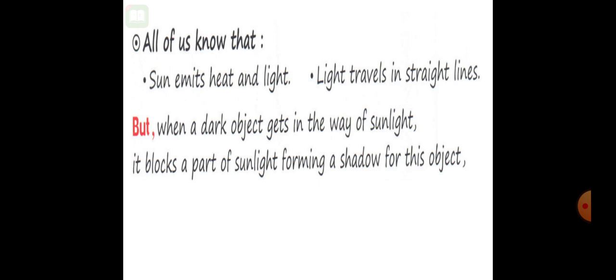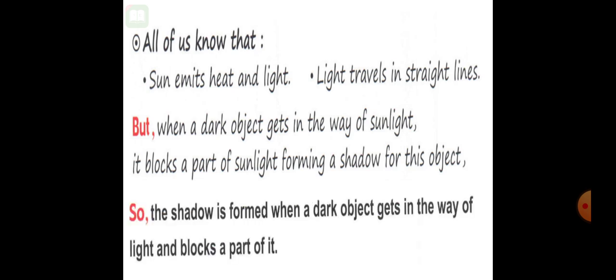All of us know that the sun emits heat and light. And also, you know that light travels in straight lines from grade 5. But when a dark object gets in the way of sunlight, it blocks a part of the sunlight, forming a shadow for this object. So, the shadow is formed when a dark object gets in the way of the light and blocks a part of it.